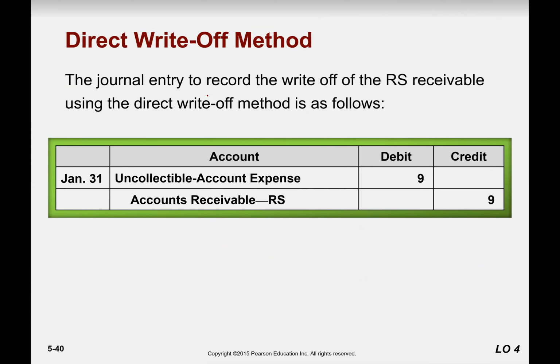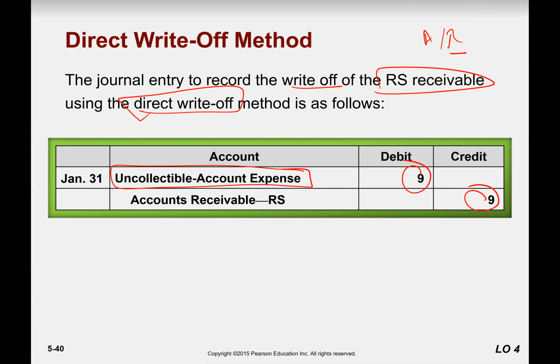Okay, so the journal entry to record the write-off according to the direct write-off method, in which you don't have any allowance, is simple. The customer doesn't want to pay us, so it becomes our expense. Expense increases, debit. Since the receivable was our account receivable and now the customer is not paying us, accounts receivable decreases, and decrease means credit. Simple. There is no allowance for uncollectible accounts, that's it. So in the direct method, the entry is simple.